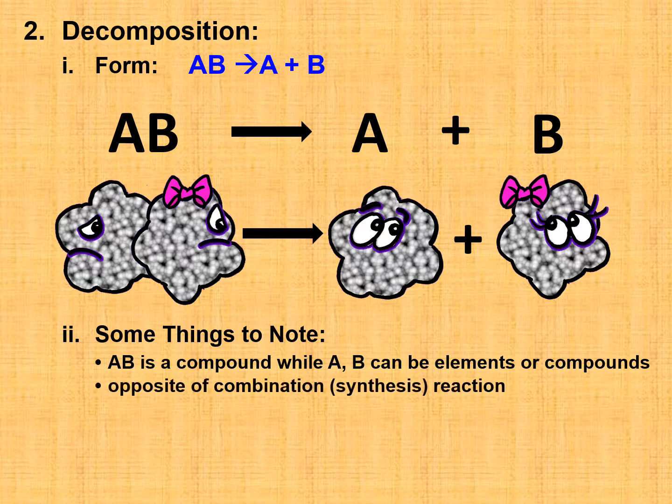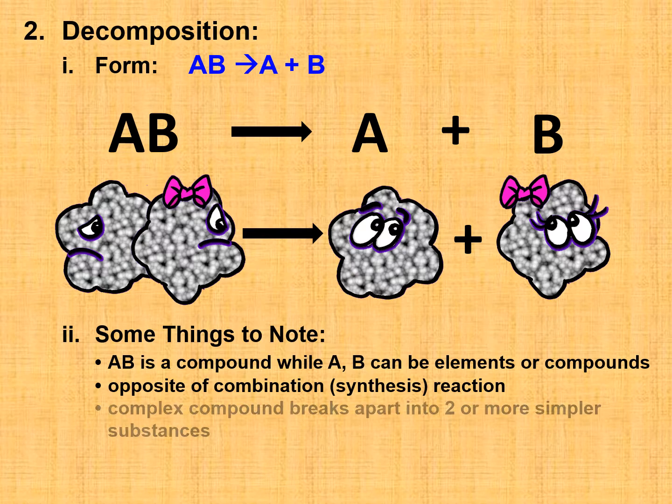Do you see here how a decomposition reaction is really exactly the opposite of a combination or synthesis reaction? That is, in a decomposition reaction, we're starting out with a complex substance and we're breaking it apart into two simpler substances. Whereas with a combination or synthesis reaction, we're starting out with two simpler substances, joining them together to form a more complex substance.